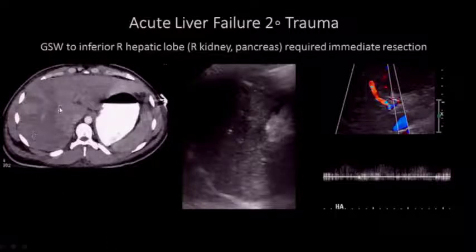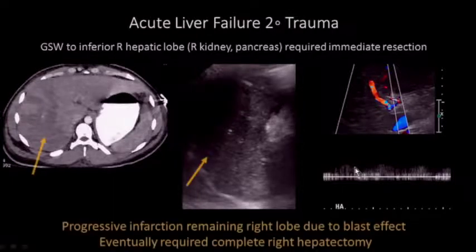On CT, you can see the remainder of the right lobe had large areas that were poorly enhancing, thought to be ischemic. Similarly, on ultrasound, a large hypoechoic area of the liver with alternating more normal echogenicity, similar to the other patients. The hepatic artery was a little bit odd. It was kind of parvus tardus in this patient.